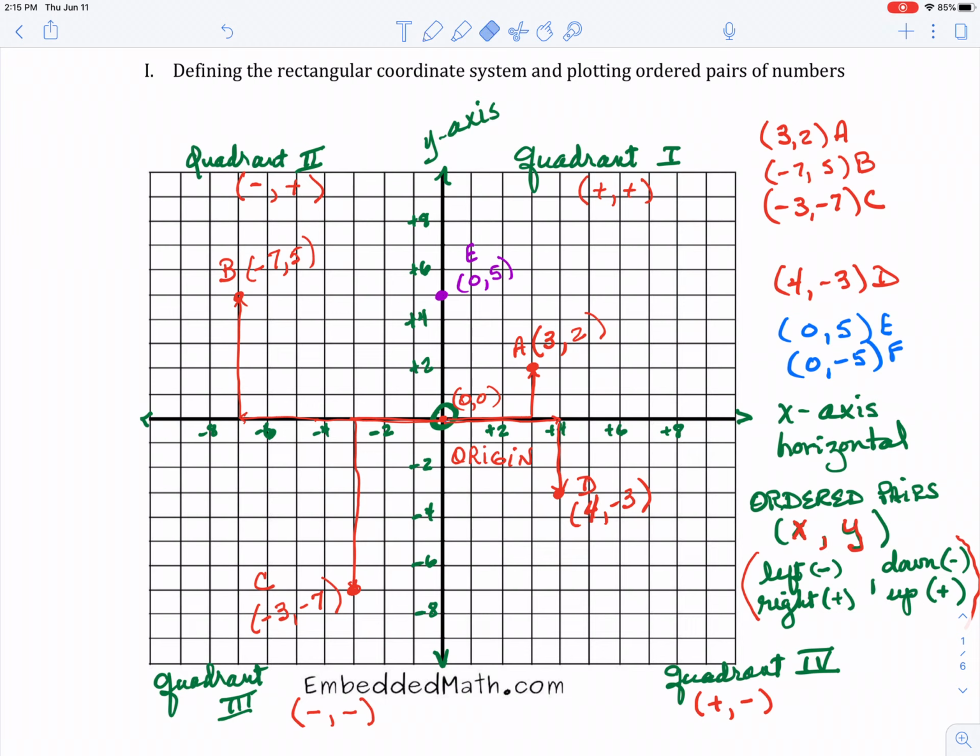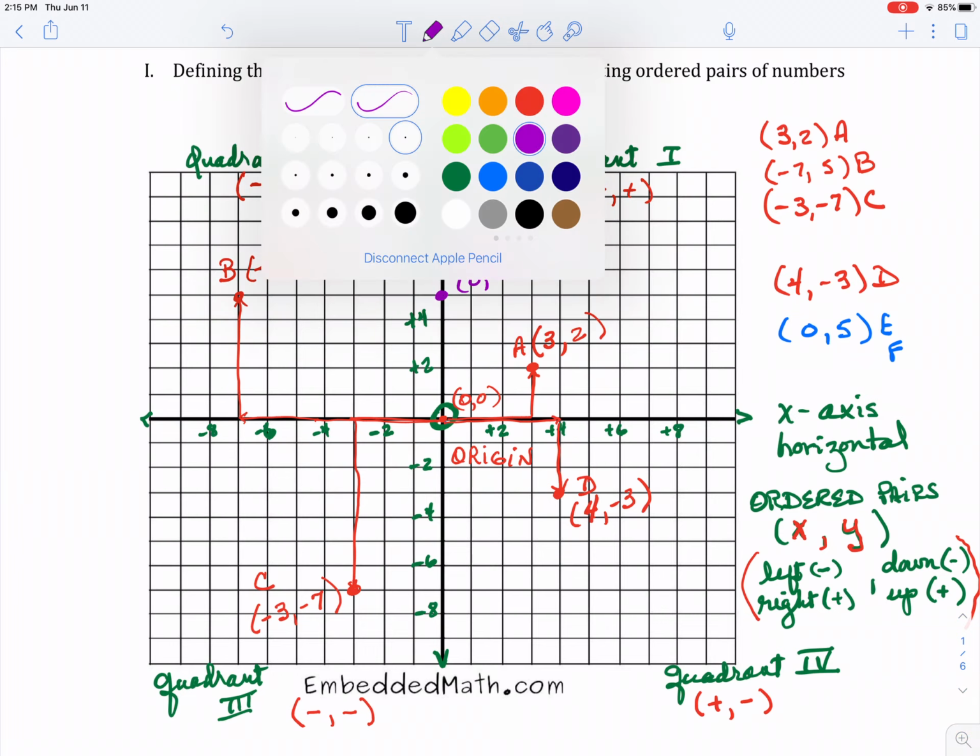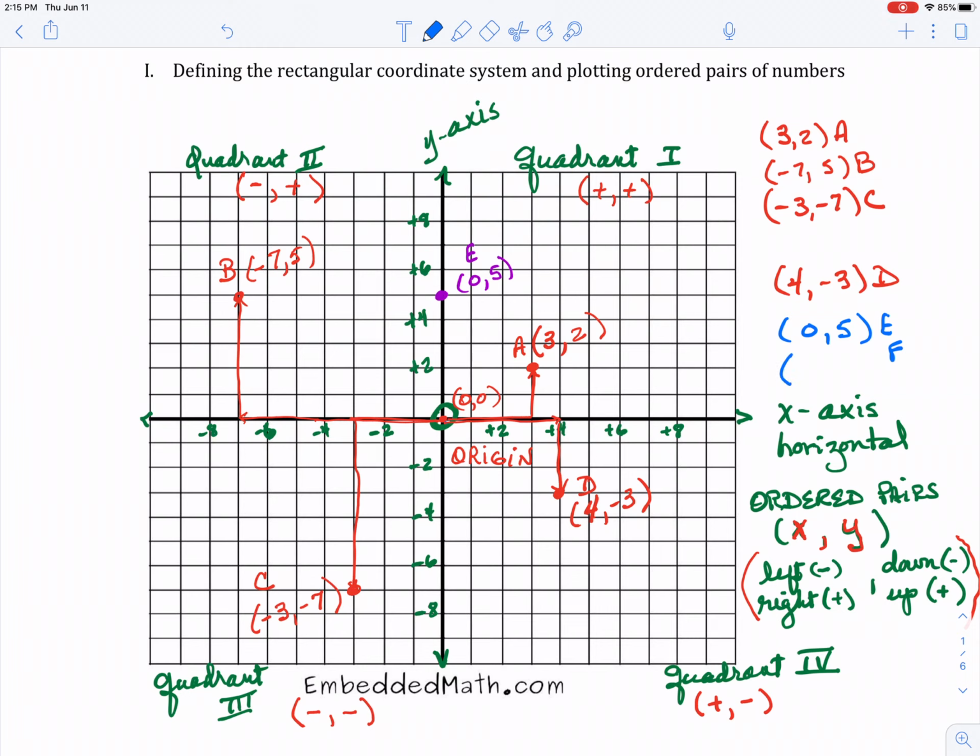And I think I'm going to change this next one, point F. Let me change the coordinates here on point F. I'm going to make it negative 5, 0. Okay, so that tells me that the x motion on the x-axis tells me I go back negative 5 to the left, and then the 0 coordinate here for y says do not move up, do not move down. So I'm going to stay right here on the x-axis, and there is the location of point F.